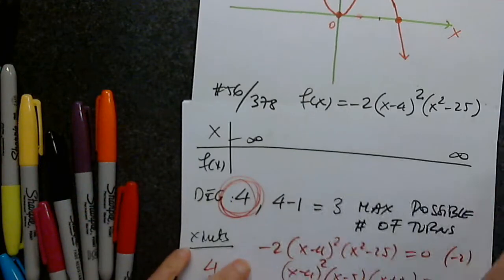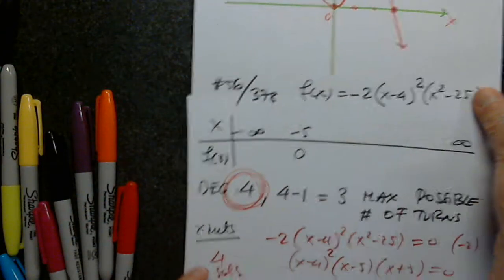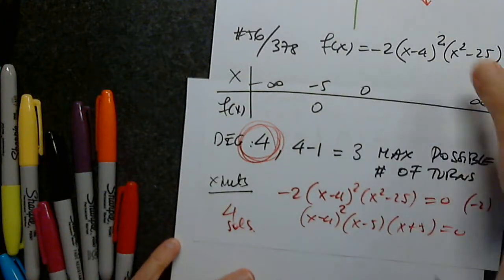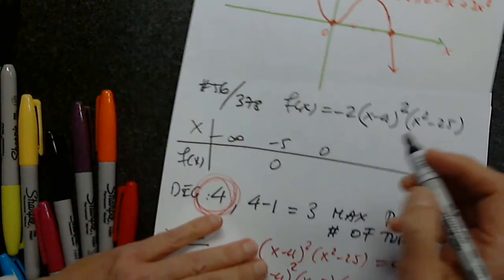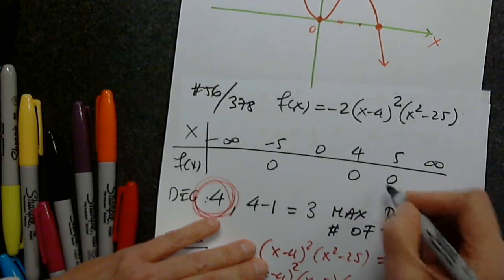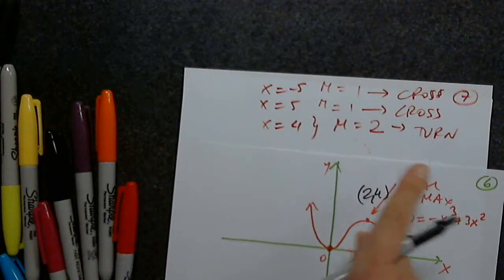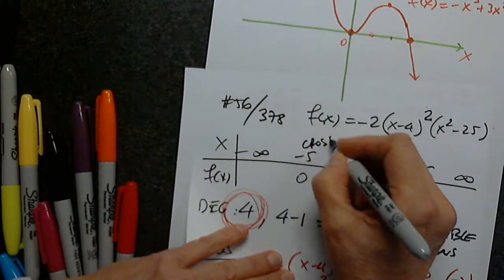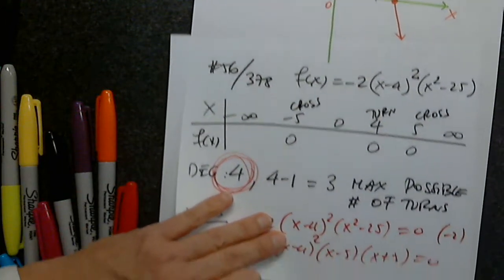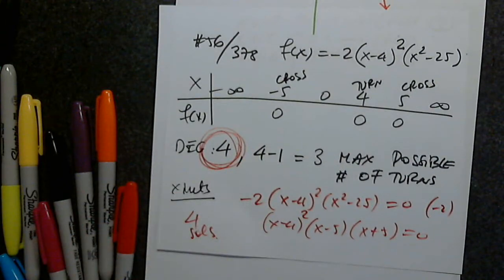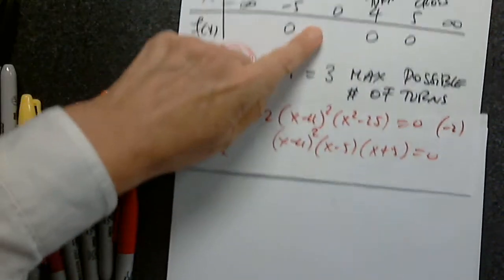So I'm going to put them in the table. So negative 5, 0. Then 0 has to be in the table. And then 4 and 5. 4, 0, 5, 0. I have to make myself the notes on the table. So this is a cross, this is a cross, and this is a turn. The more you summarize the information, the easier it will be to graph. Very good. So now we have to find what?